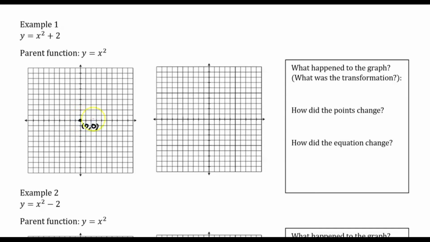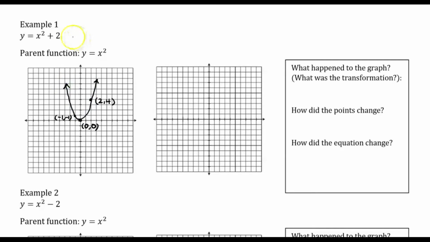The parent function goes through 0, 0. It goes through the point 2, 4. And another point that it happens to go through is negative 1, 1. And these are just some random points that are on the graph of this parent function. And it's going to help us put things into perspective when we start applying transformations to it.